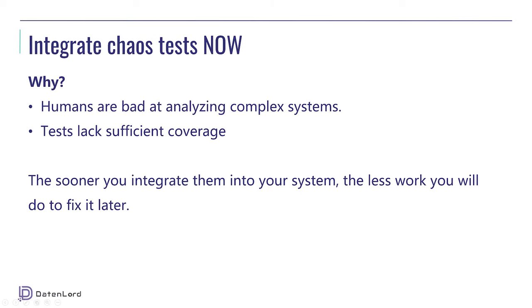Lastly, if you're developing a distributed system, I strongly recommend integrating chaos engineering methods early on. Humans are not good at analyzing complex systems, and traditional tests often lack sufficient coverage. By incorporating chaos testing, you can significantly increase test coverage and uncover bugs that may not be revealed in traditional tests.